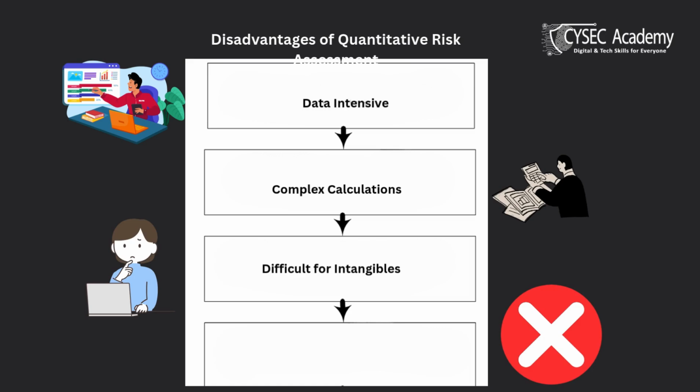Disadvantages of quantitative risk assessment: data intensive, requires significant effort to gather accurate data for AV, EF, and especially ARO. Historical data might be scarce or unreliable. Complex calculations can be mathematically intensive and may require specialized tools or expertise. Difficult for intangibles: assigning credible monetary values to assets like reputation, customer trust, or intellectual property is challenging and often subjective, undermining the perceived objectivity.